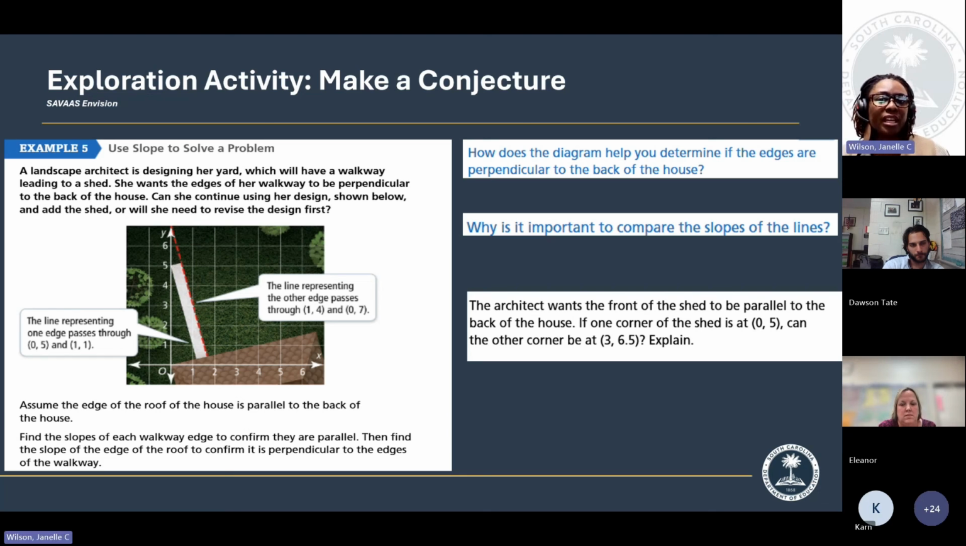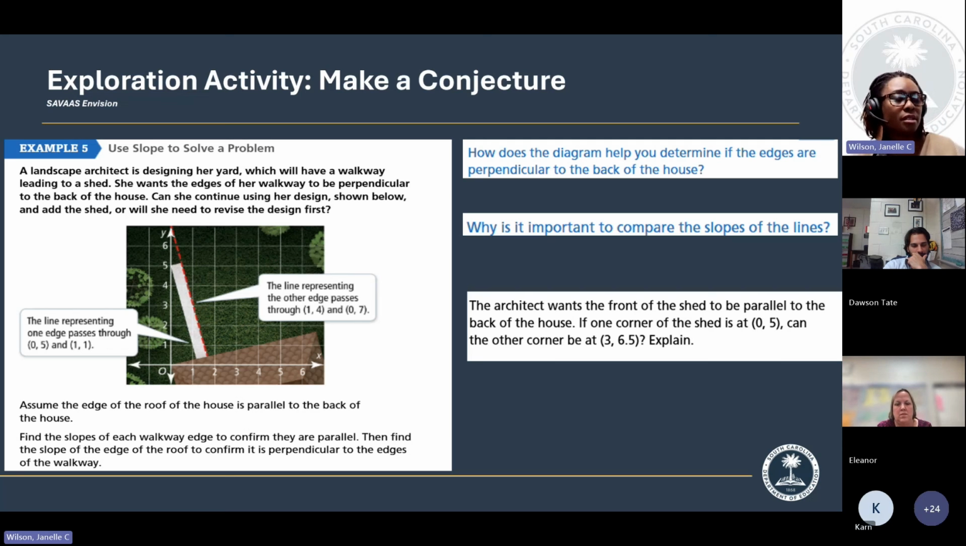You can use the slope of the edges and the house. It may appear from the design that the edges of the walkway are parallel and perpendicular to the back of the house. However, once they use their coordinates to calculate, will they come up with the same response? Students should be able to calculate and compare or draw. This is one of those representational moments where they can draw the picture, plot it on a graph, or use some dynamic software to determine whether the lines are parallel or perpendicular.